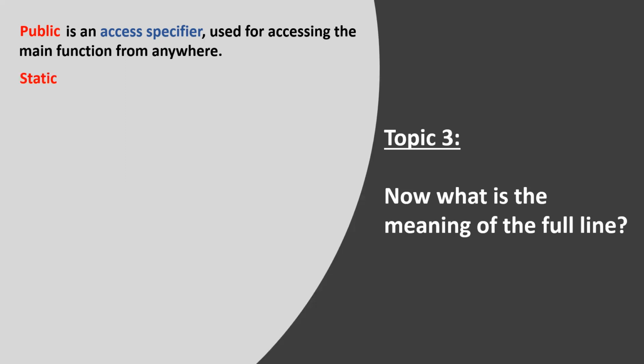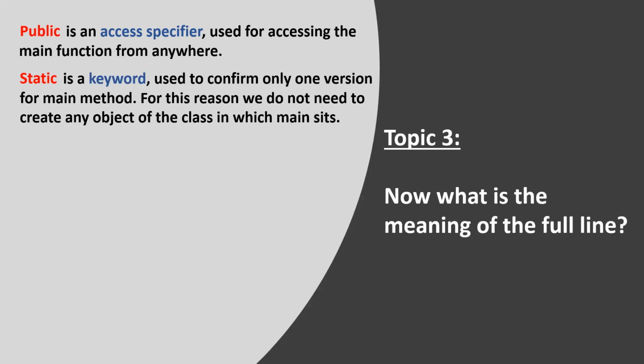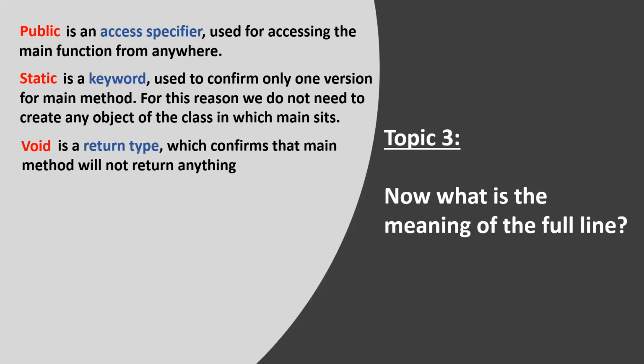What do you mean by static? Static makes only one version of the main method. You cannot have object-to-object different versions of main. So it is only one version of the main method. As a result, you do not need to create any object or give any object reference to call main. You do not need to write obj1.main, obj2.main. You can directly call main because it is static. We have just discussed that. What is void? We have learned that in the chapter on functions. If you remember, void means the main function does not return anything. The main function is not returning anything.